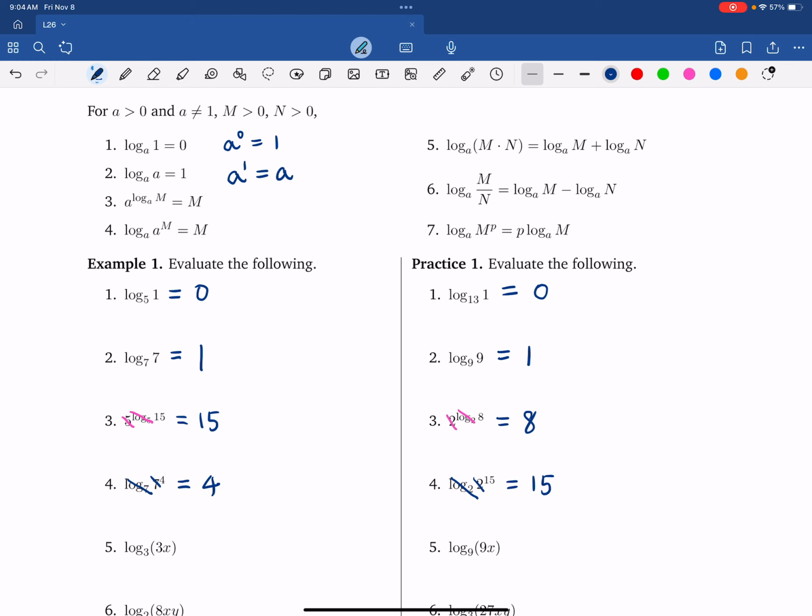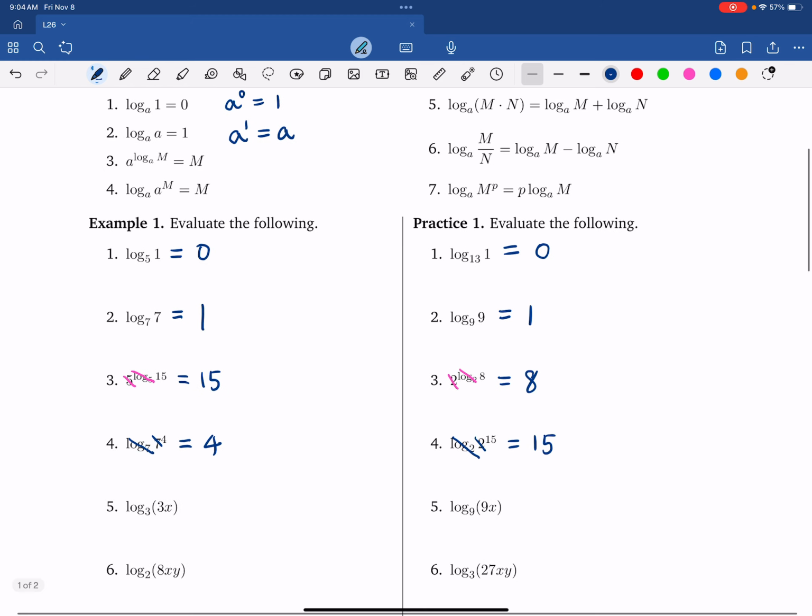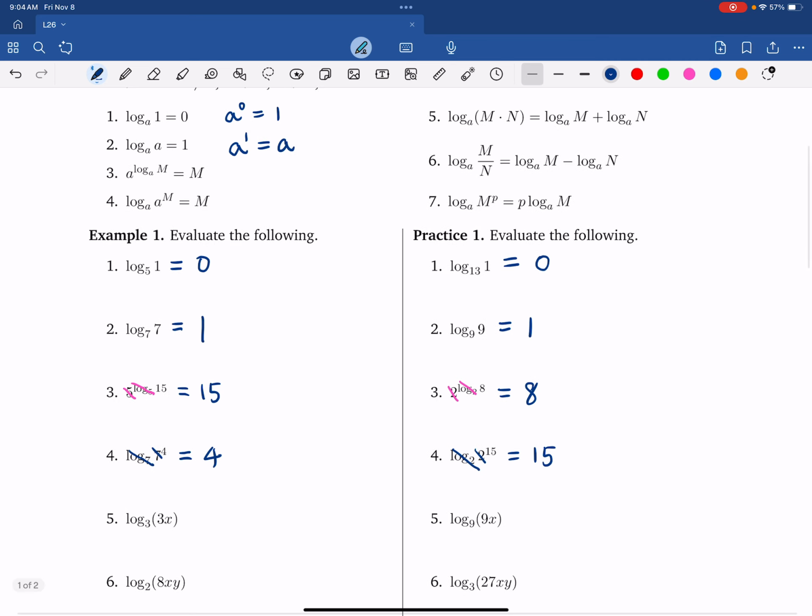Okay, number 5. Log base 3 of 3x. So this one will require you to use property number 5. Property number 5 is a product rule. So let's see. We have a log base A, and then we have a product inside of this log function. So notice that there is a pair of parentheses right here. That indicates that m times n is inside of that log function.